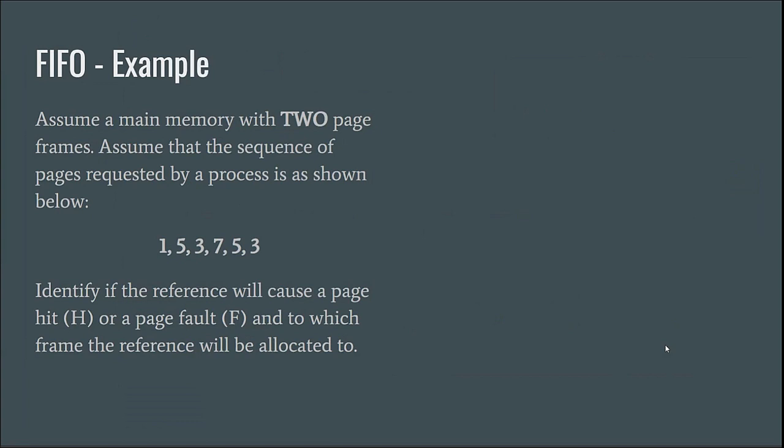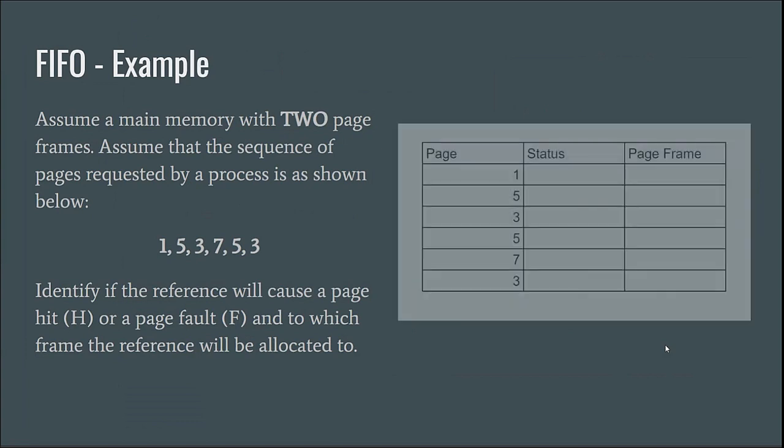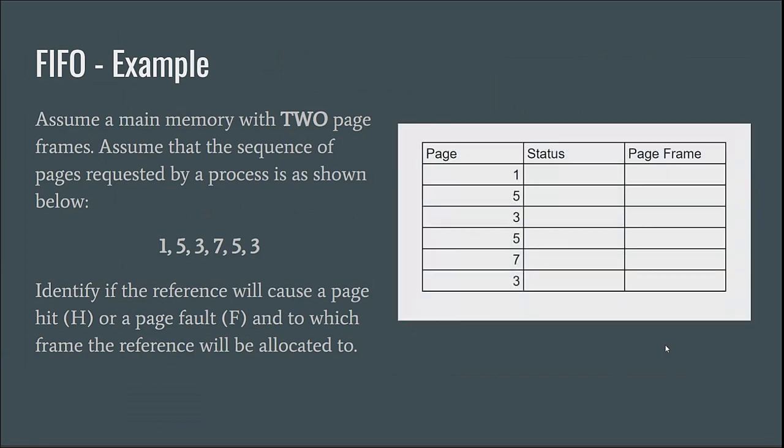So we have a main memory with 2 page frames, and this sequence of pages is requested by a process: 1, 5, 3, 7, 5, 3. Now we need to identify if each reference will cause a page hit or a page fault, and to which frame that reference will be allocated. The first thing is we set up a little table. We have a page column with 1, 5, 3, 7, 5, 3, a status column, and a page frame column. We have 2 page frames, so we can automatically allocate our first 2 numbers, 1 and 5.